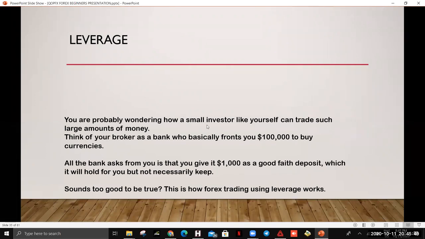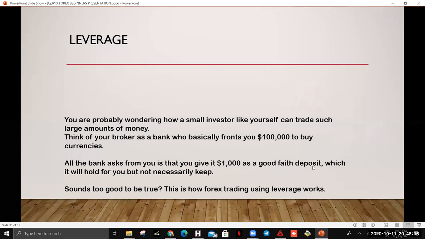You're probably wondering how small investors like yourself can trade such large amounts of money. Think of your broker as a bank that basically fronts you $100,000 to buy currency. All the bank asks from you is that you give it $1,000 as a good faith deposit, which it will hold for you but not necessarily keep. Sounds too good to be true, but this is how Forex trading usually works. That's just the same thing.